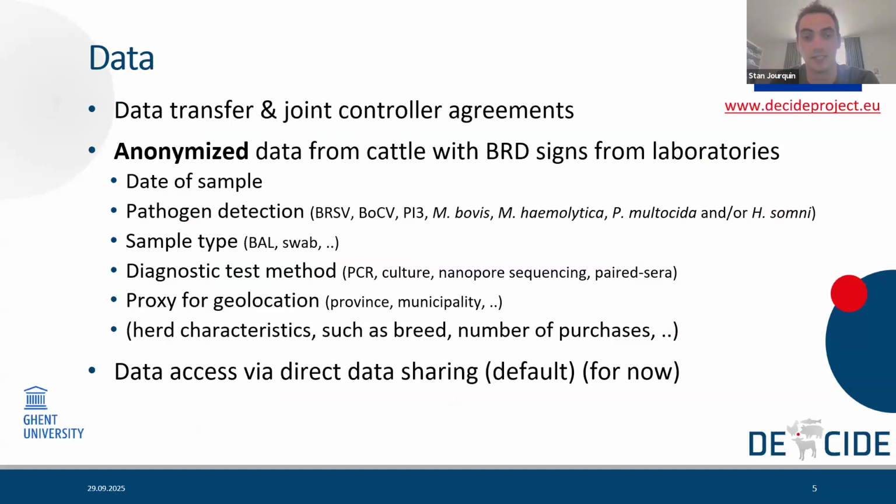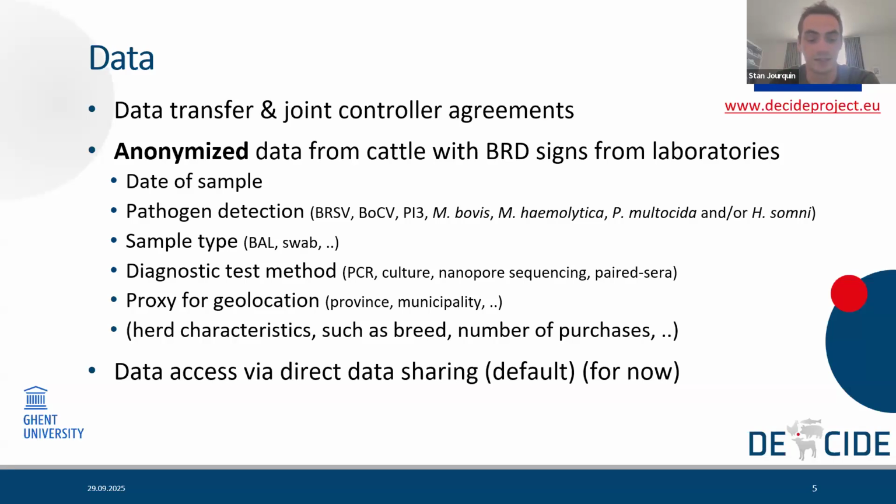From each of the labs that were willing to contribute or where we are still working with, we gathered anonymized data from these cattle with the date and the pathogen identification. That's one thing, but also the sample type that was used. For example, was it a lavage of the lungs? Was it a nasal swab? Was it a necropsy? And what test was used? So not only PCR, but also culture and nanopore sequencing were included to see what these different combinations were.